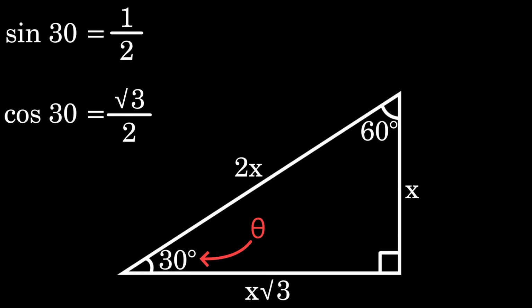We can also reverse the angles, and we get the opposite results. Sine of 60 degrees is radical 3 over 2, and cosine of 60 degrees is a half. These relationships are incredibly important, and we'll see that soon.